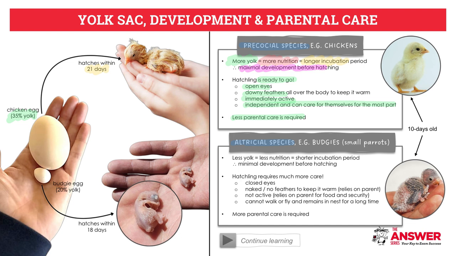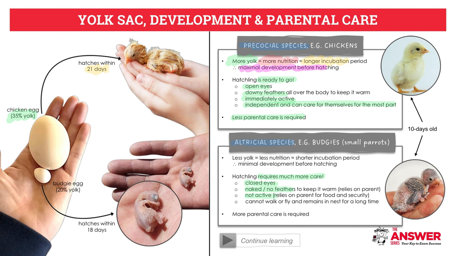On the other hand, budgies are altricial species. So here you can see in the picture, if you compare the 10-day-old chick to the 10-day-old budgie, you can see a clear difference in the level of development. So altricial species like the budgie chicks hatch not ready to go. Okay, they hatch with a lot more attention and care that's required. Their eyes are closed. They have naked bodies, no feathers to keep them warm. The parent needs to do that.